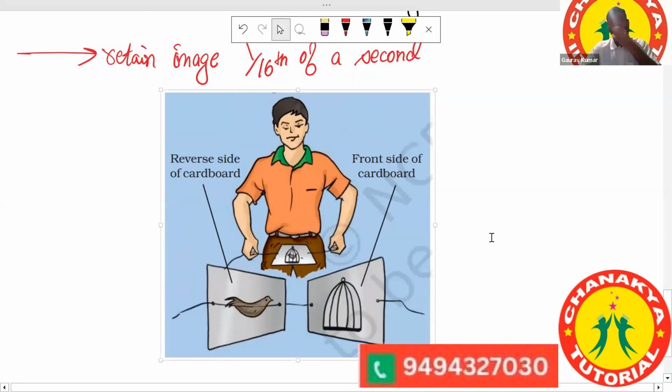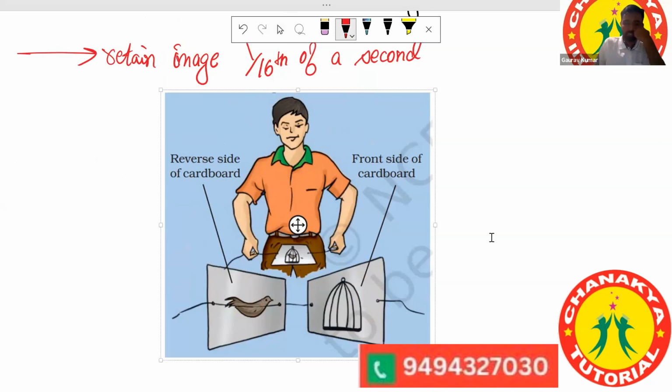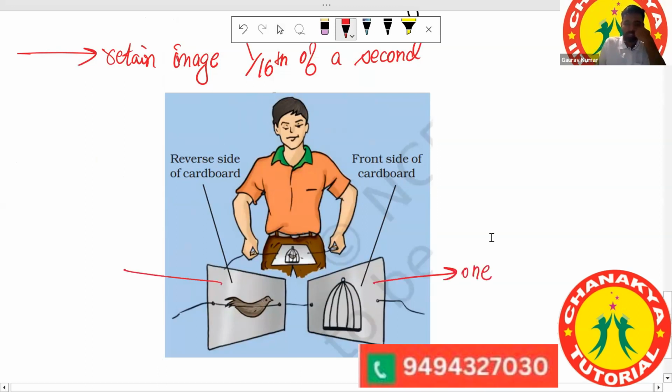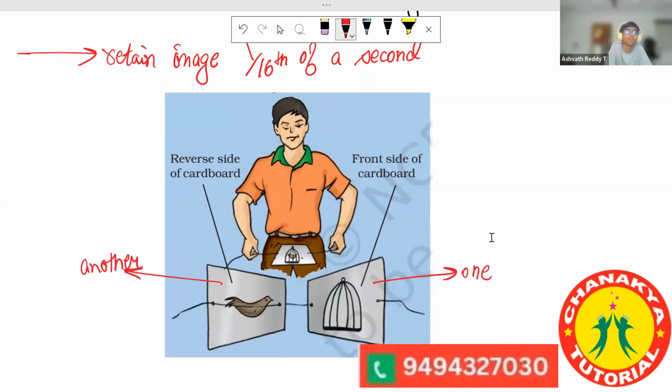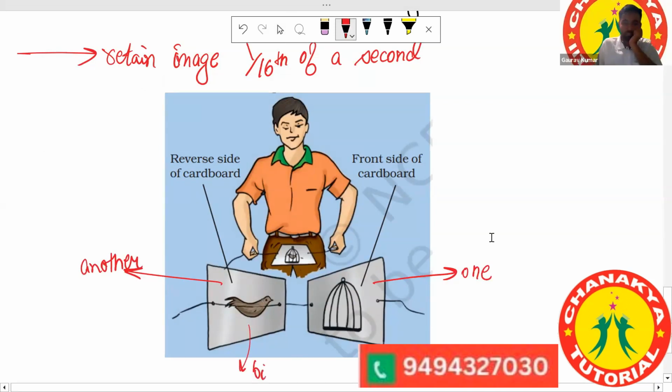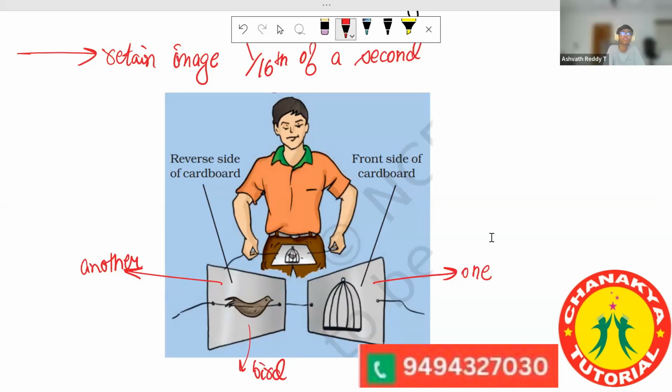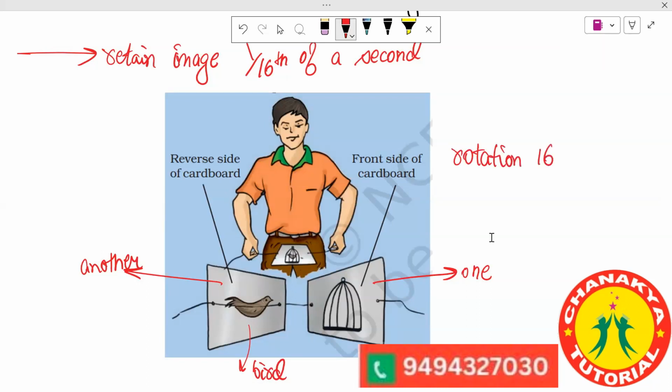You must have seen this kind of thing: if this person rotates a cardboard, on one side there is a cage and on the other side there is a bird, a pigeon. When you rotate it very fast, the bird will appear as if it is in the cage, even upside down.